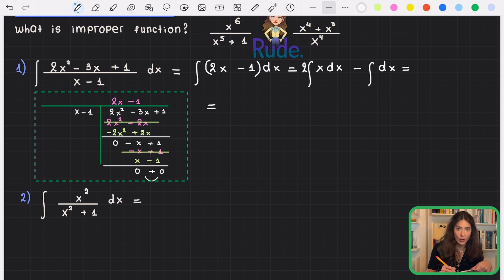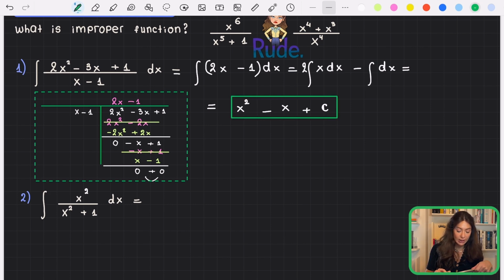Both of them are power rule, right? So 2x squared over 2. Integration is a generous operator. It gives you additional x back. So these get canceled. And that's your final answer.